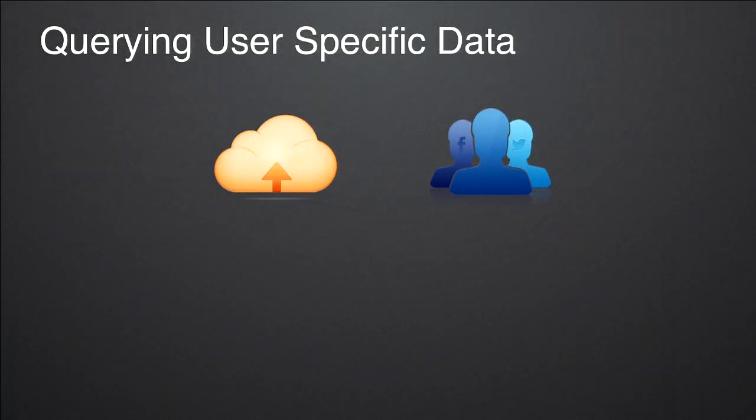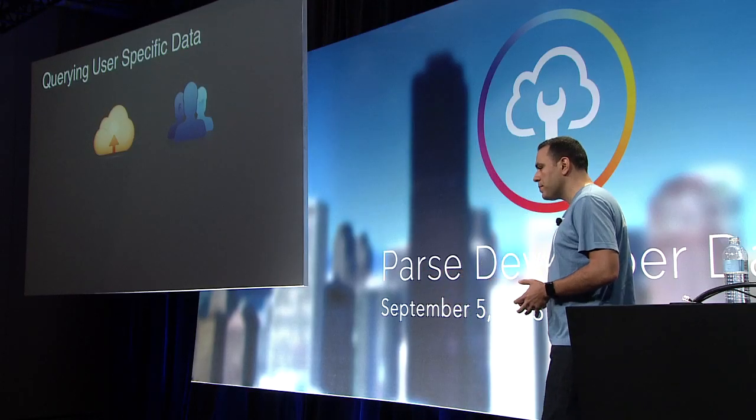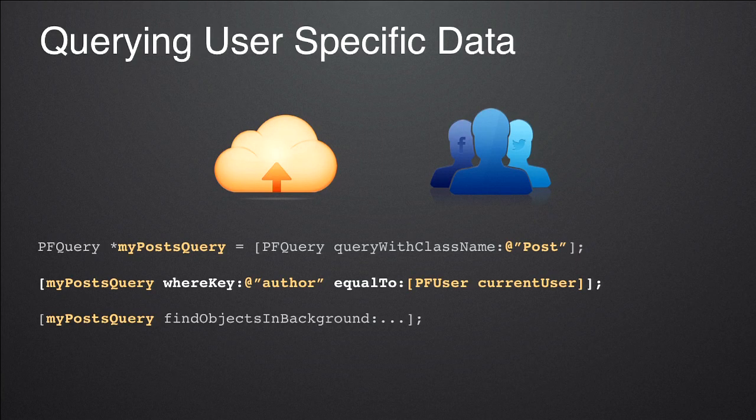So let's see an example of how you can use Parse data and social in your application. Well, for one, let's say that I want to get all the objects that were created by a specific user. Well, I can construct a query over a class name, and then when I'm setting up the constraint, I can say, I want the author of this object to be equal to the user that's currently logged in. So PFObjects or PFUsers can be used as values in a query constraint.